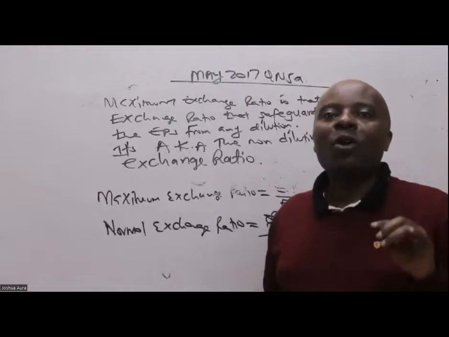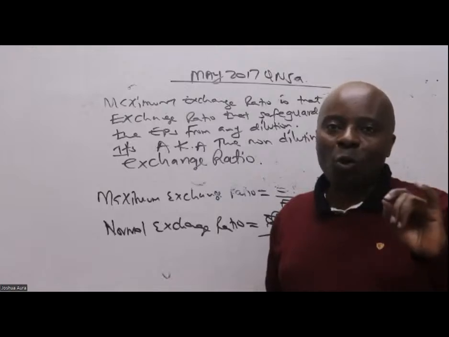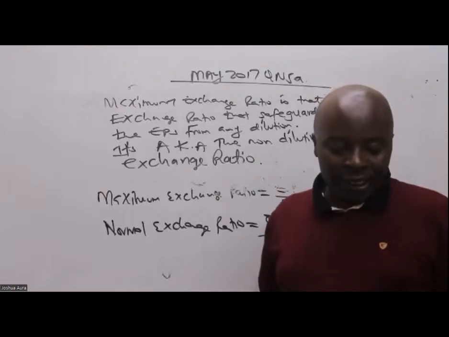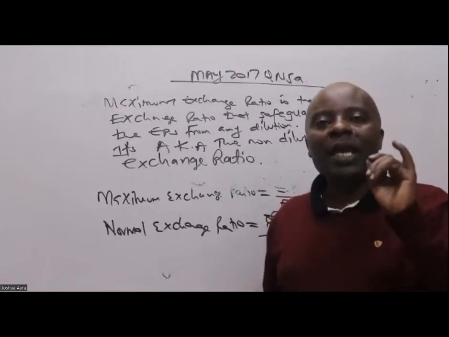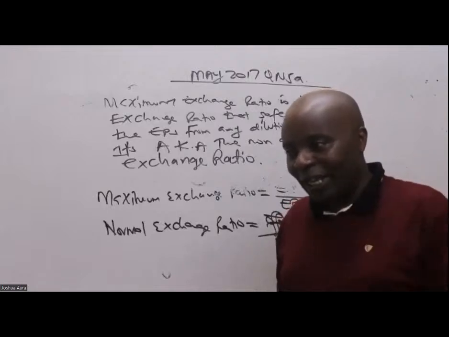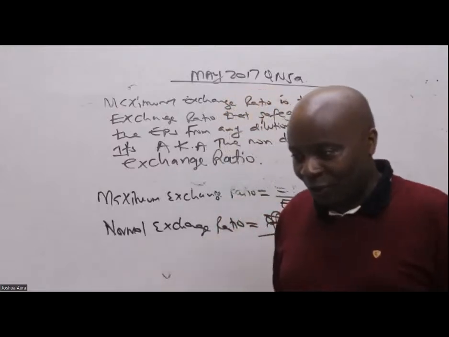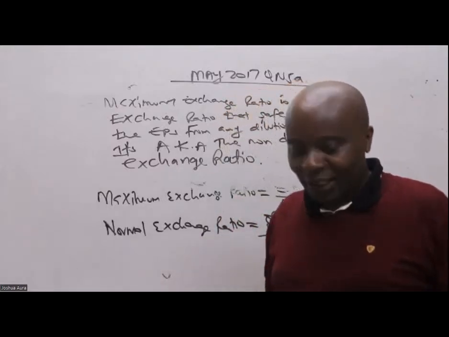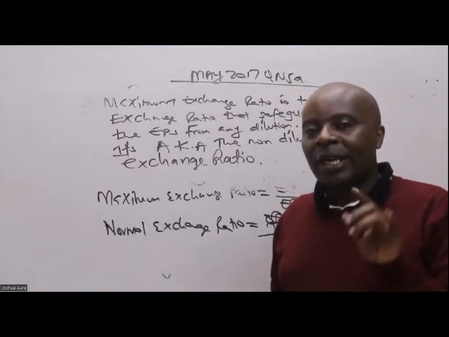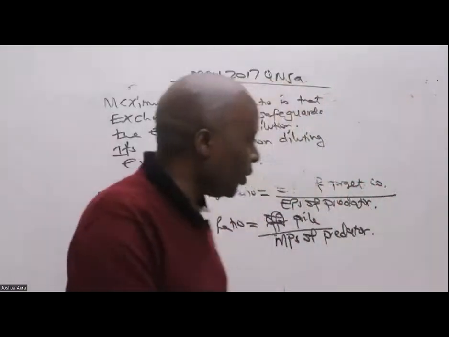Then, ladies and gentlemen, when do I get to know which exchange ratio I'm required to compute? You look at the question. Like this question, they have given me an offer price. Are you able to see in this question, we have an offer price of 20? There's a price which is offered there. So when there is an offer price, always calculate the normal exchange ratio.